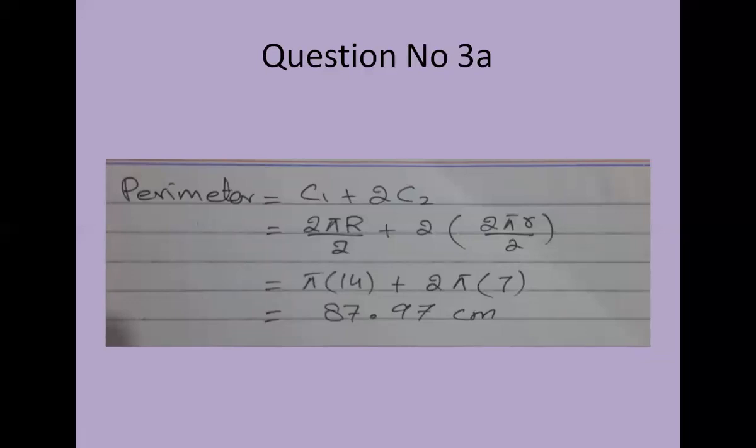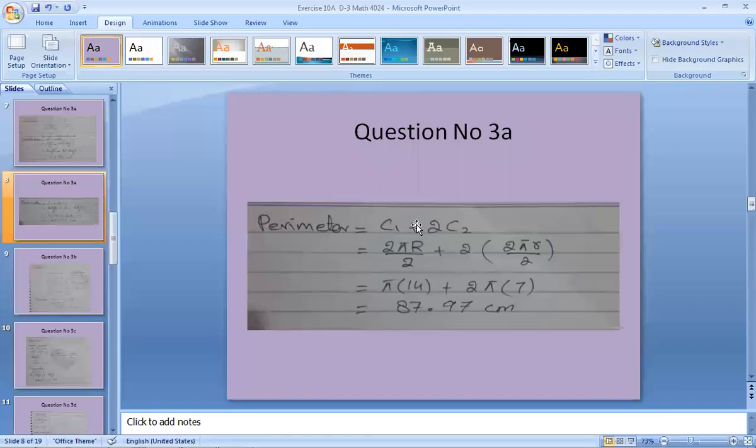So 2 pi r divided by 2 plus 2 times 2 pi r divided by 2. So it will be 2 pi and the r value, 2 and 2 are cancelled. So the big r value is 14 and 2 and 2 cancel. So pi multiply 14 plus 2 multiply pi multiply 7 equals, it will be 87.97. Our answer will not match with the answer given in the book, and we doubt that there is some kind of misprint. Okay, so that was question number 3A.